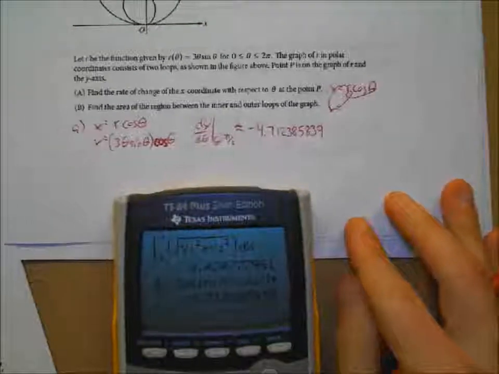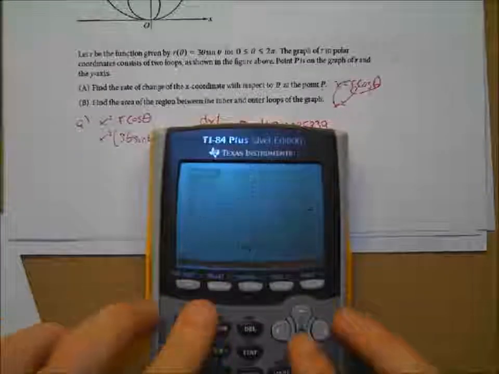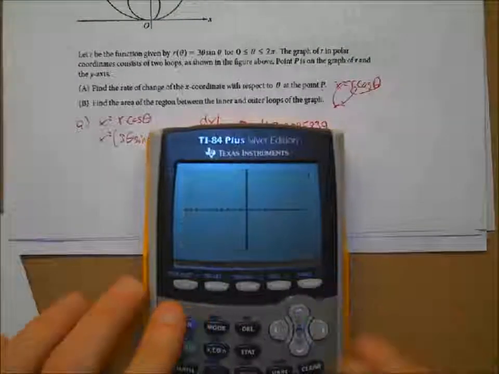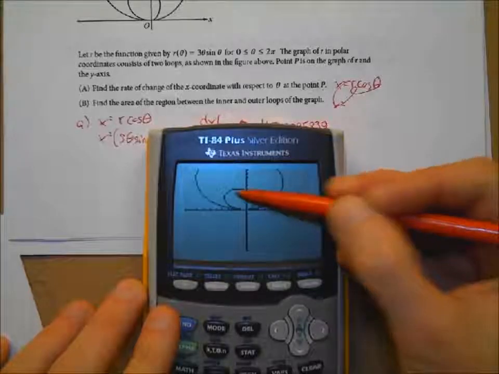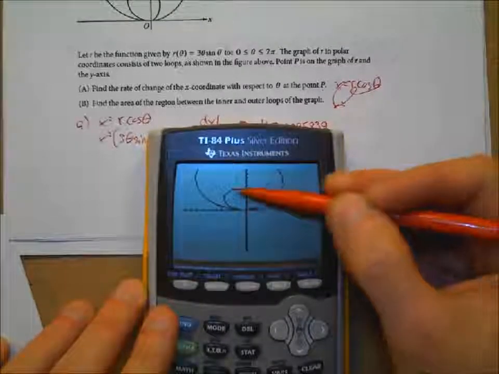Negative 4.7, which indicates what is happening here. If the rate of change of x with respect to theta is negative, that means our x values are moving which direction? Left, right? Our x values move left, which makes sense because if we go back to the graph in polar mode, we can see that at that pi over 2, we are in fact moving left. We're moving left to continue the graph.